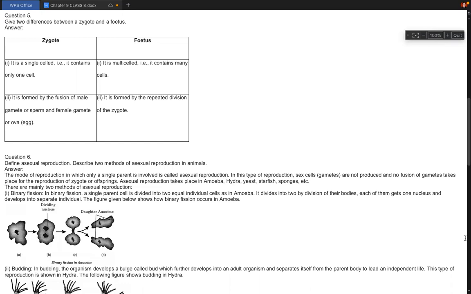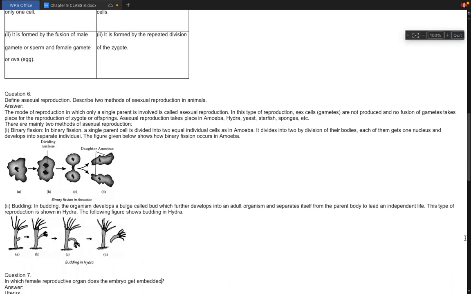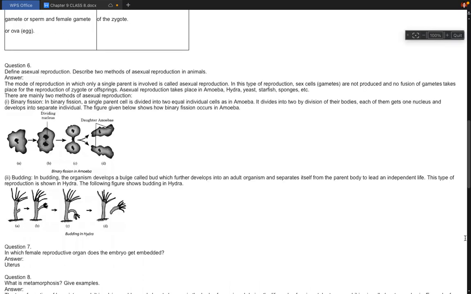Okay? Now we come to question number 6. Define asexual reproduction. Describe two methods, right? So it's a mode of reproduction in which a single parent is involved. In this type of reproduction, sex cells or gametes are not produced and no fusion of gametes takes place for the reproduction of zygote or offsprings. It can take place in amoeba, hydra, yeast, starfish, sponges, etc.